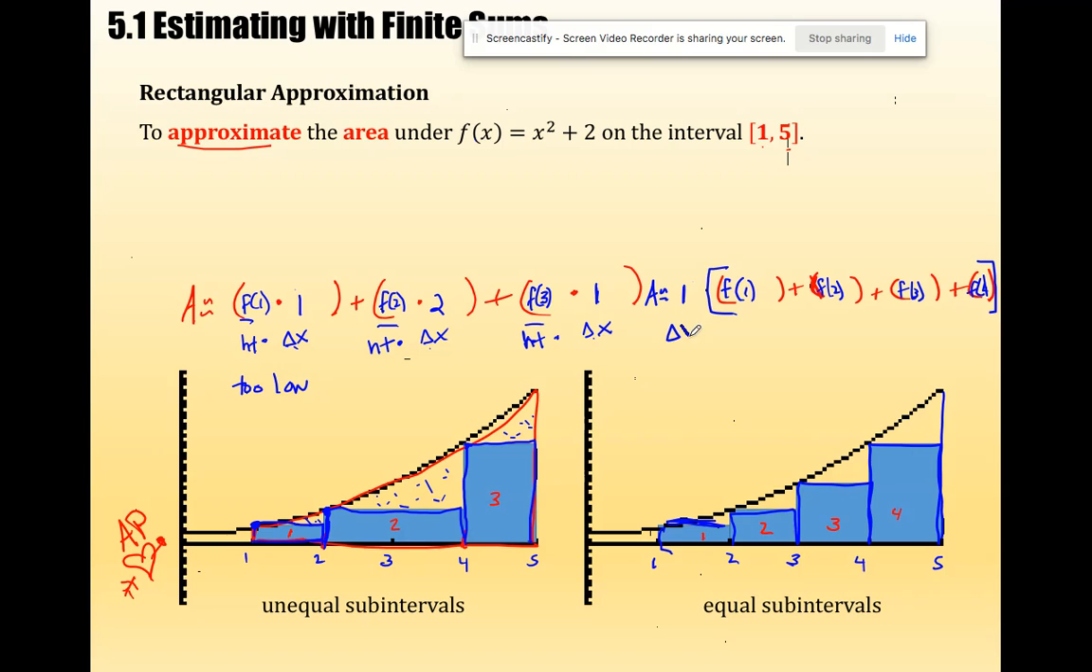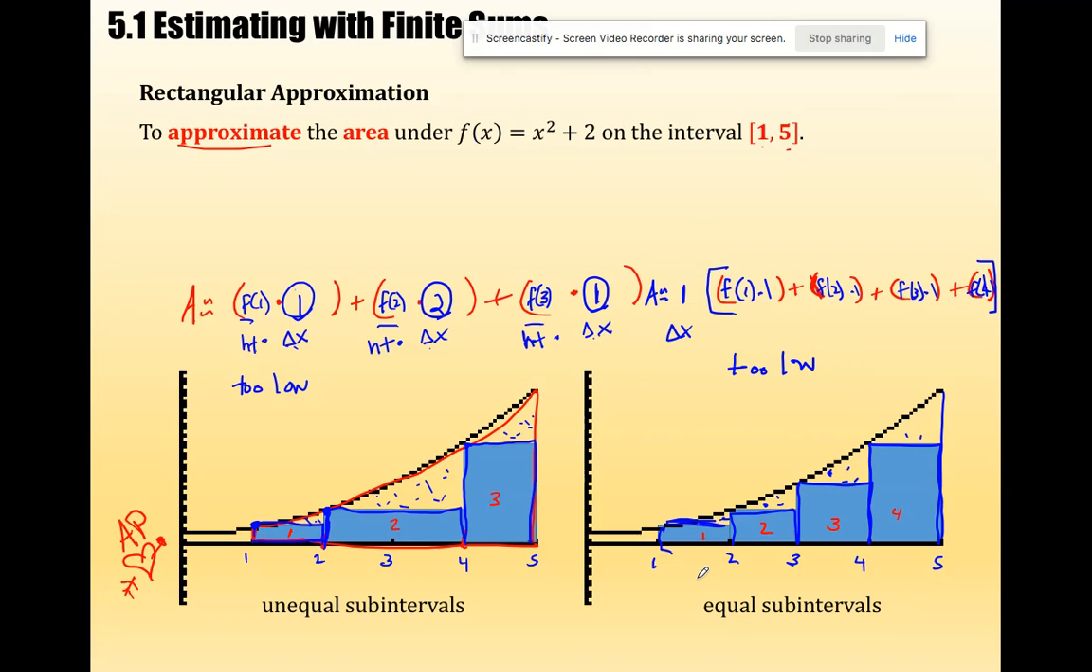One is my delta x. Since it was constant, I didn't have to write it inside each one. I could, though. You could have written times 1, times 1, times 1, times 1. But since it was the same for every rectangle, I could just factor it out front. Notice that I still am missing area under my curve, so my approximation is still too low.